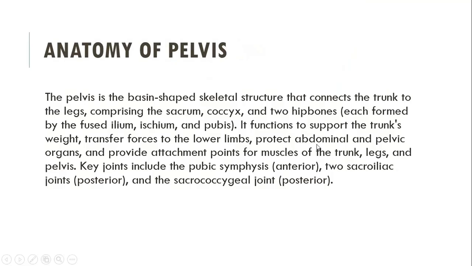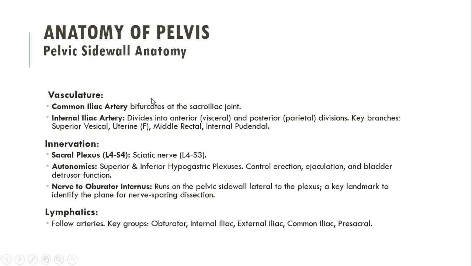Now, it functions to support the trunk's weight and transfer forces to the lower limbs, protect the abdominal and pelvic organs, and provide attachment points for muscles of the trunk, legs, and pelvis. So, key joints basically in the pelvic region are the pubic symphysis, that is anterior, the sacroiliac joints, that is posterior, and the sacrococcygeal joint, that is also posterior. Look at it. Now, in the anatomy of the pelvis, you must understand the pelvic side wall anatomy.